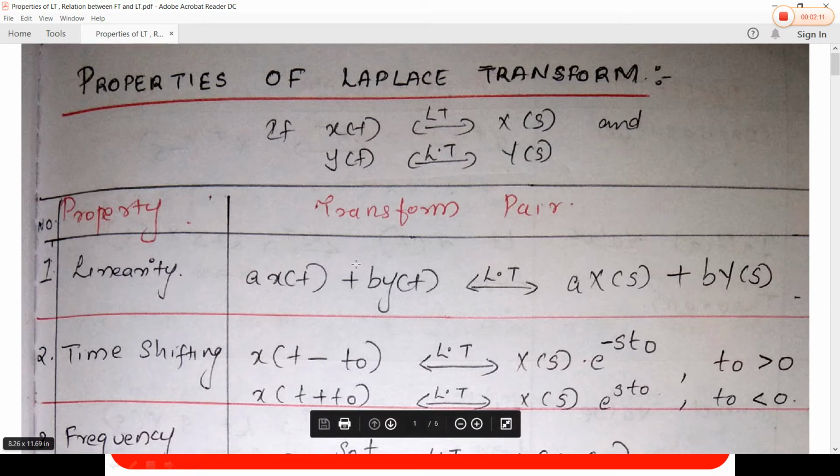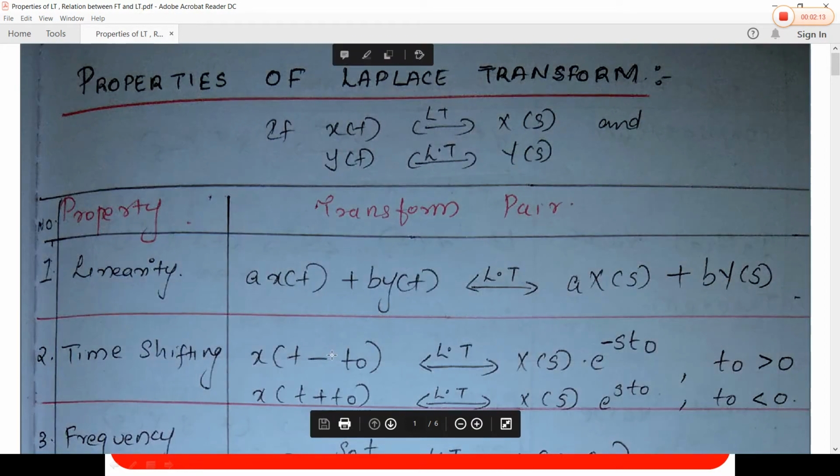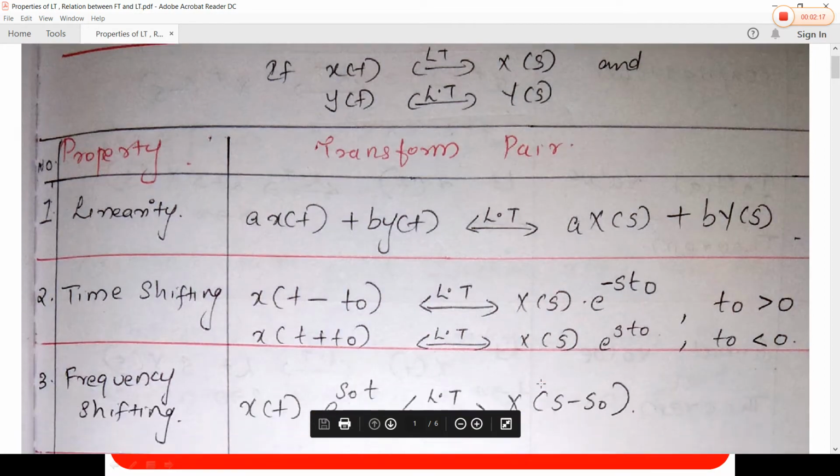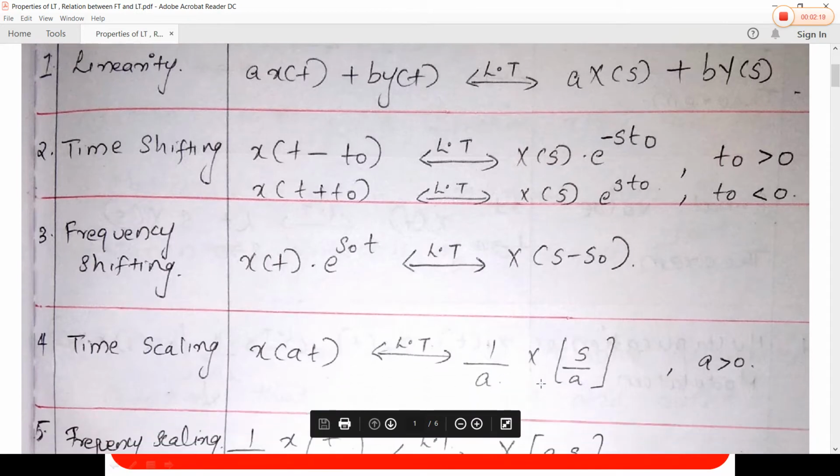The time shifting property is the next one, which indicates x of t minus t naught. Laplace transform will give you x of s into e raised to minus s t naught if t naught is greater than 0, and x of t plus t naught Laplace transform will give you x of s into e raised to s into t naught when t naught is less than 0. The third property is frequency shifting property, which indicates x of t into e raised to s naught t. Laplace transform will give you x of s minus s naught.